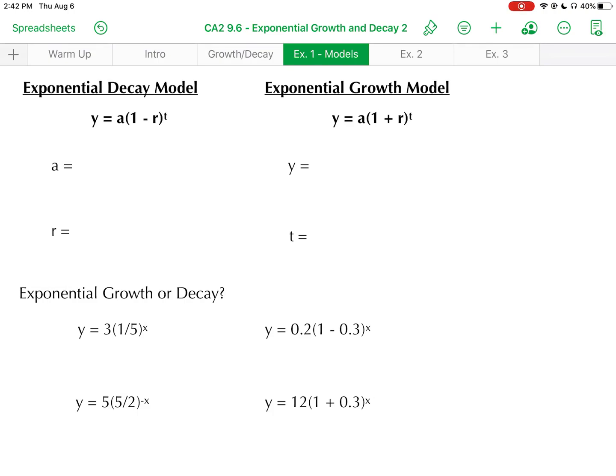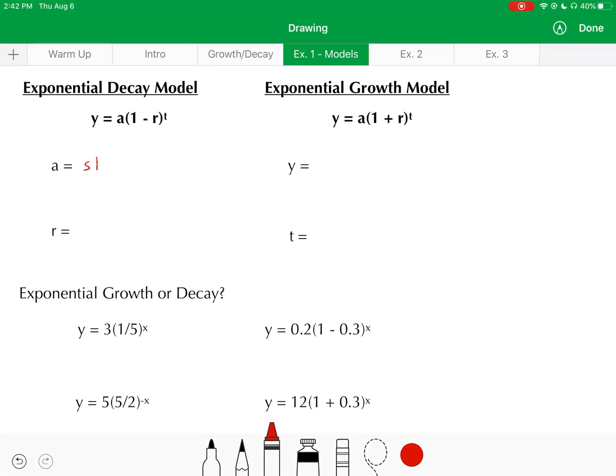Okay. In both these situations, a is going to be your starting value. r is going to be your rate of growth or decay, and it'll have to be expressed as a decimal to utilize the equation. y is going to be your ending value. And then t is, of course, going to stand for time.